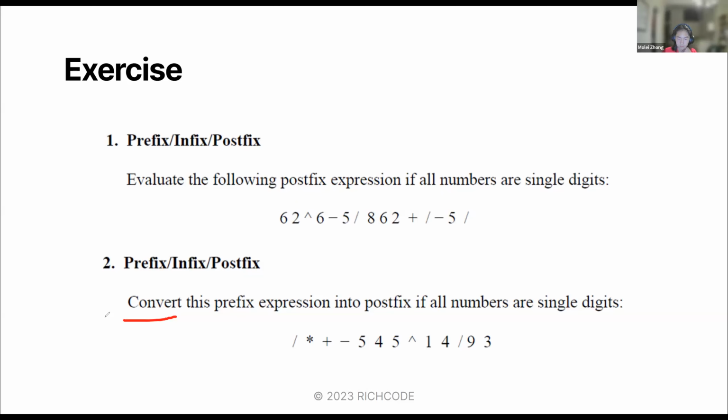Yeah, guys, if the question asks for convert, just convert it first, and then from the converted expression, you can simplify it. Right now we're not looking for a value, just the expression. So this one might take a little bit longer.